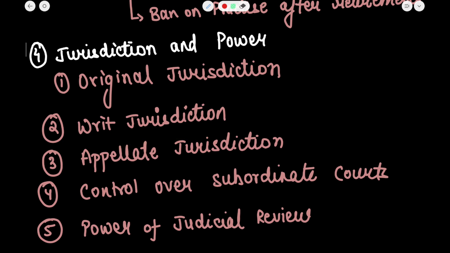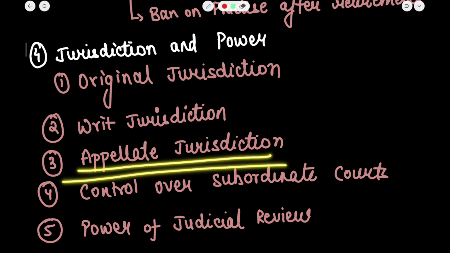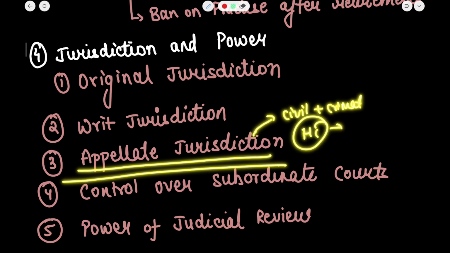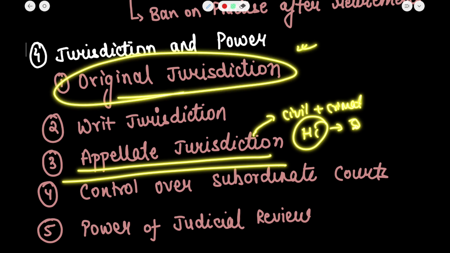Now, the appellate jurisdiction. As the High Court is the primary court of appeal, in both civil and criminal matters the appellate jurisdiction lies with the High Court. You also need to know that the appellate jurisdiction of the High Court is wider than the original jurisdiction which we have studied here.